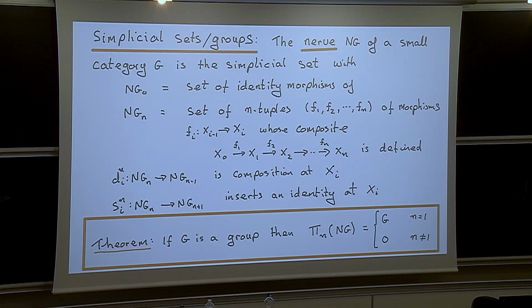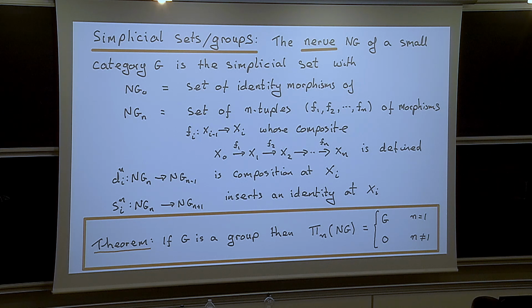Theorem, old theorem, classical theorem. If G happens to be a group, and it's not true for a monoid, but if G is a group, these simplicial sets, you can talk of their homotopy groups if you want to, because they represent spaces. If G is a group, then you can construct its nerve, which I'm going to think of as a simplicial set or as a space. I can talk of its nth homotopy group, and the classical theorem is that the first homotopy group is isomorphic to the group G, and it's connected, and all other homotopy groups are trivial.